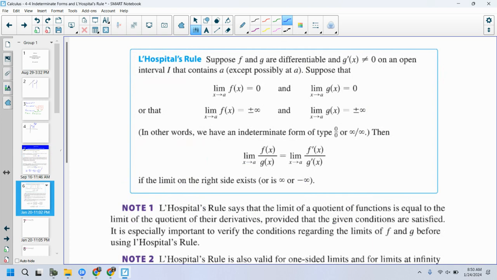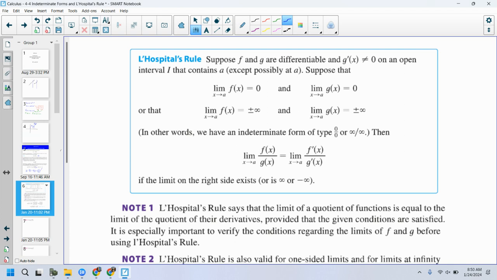Suppose that f and g are differentiable. They have to be differentiable. And the derivative of g does not equal 0. That makes sense because if I go to plug it in, I would get a 0 in the denominator once I take the derivative. This is on an open interval that contains a, except possibly at a. I don't really care what's happening at a, I just know the interval contains that value.